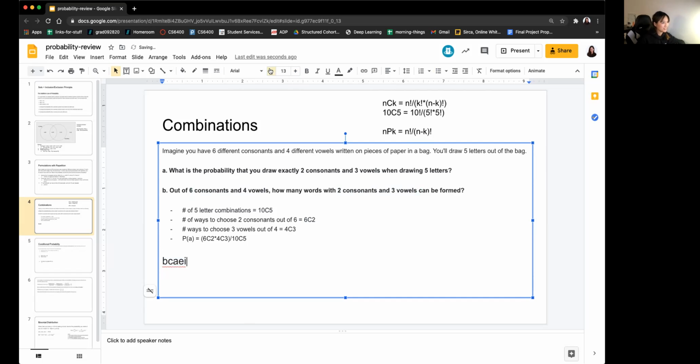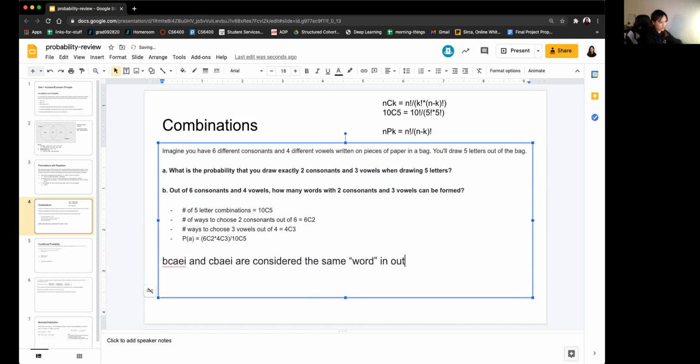So with this combination, we know that, for example, if we switch it to C, B, A, E, and I, these are actually considered the same. These are considered the same combination. Or the same word. Oh wait, how many words with 2 consonants? Okay, is that considered the same word? Yeah.